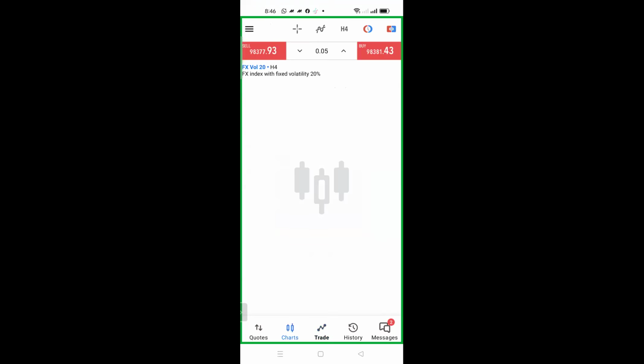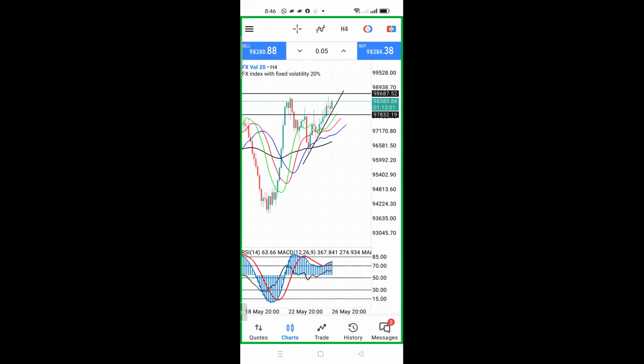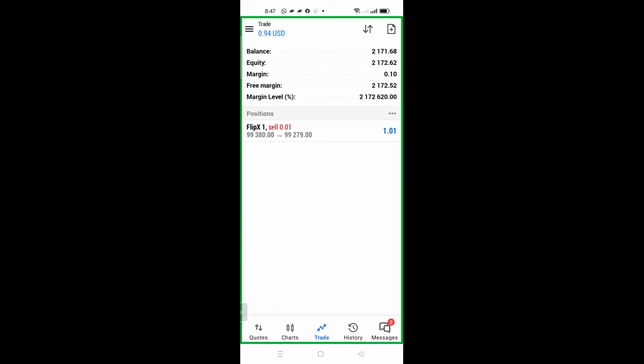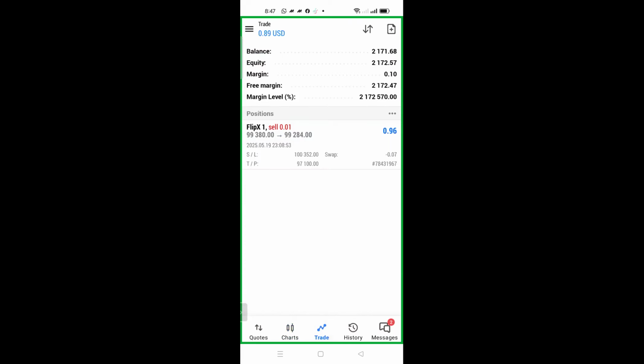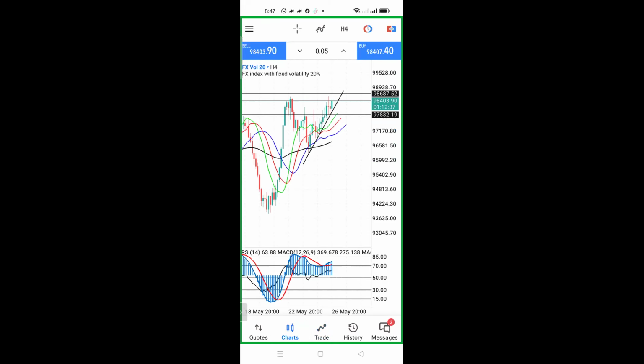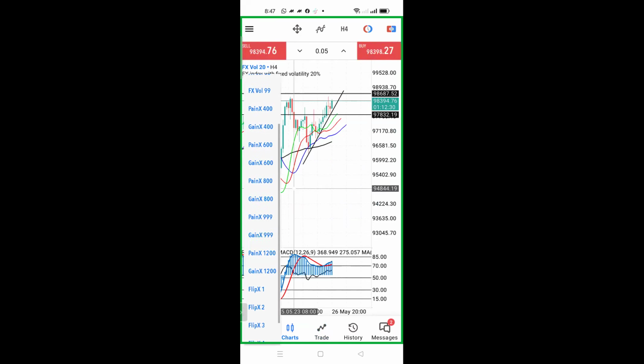So let me even see what was our entry. Our entry was 993.80, and what's the date? This trade was taken on the 19th. So we took this trade the first day we started. Yes, we took this trade when we're just demonstrating. So this trade from 19th, you want to check. Okay, that's flip 1.